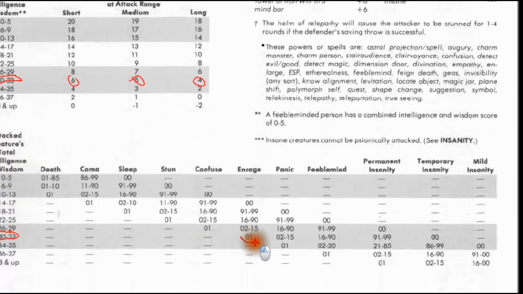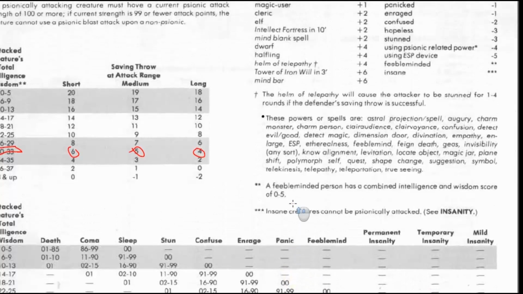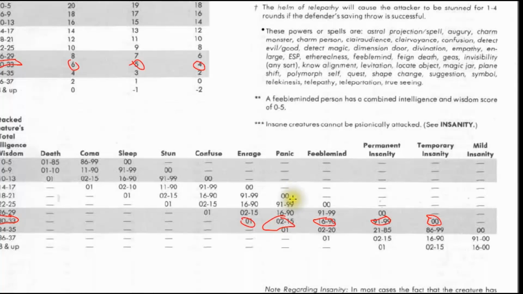On a roll of 1, he's enraged. On a roll of 2 to 15, he panics. On a roll of 16 to 90, he's feeble-minded. You can develop permanent insanity, and they can do temporary insanity. Right. So boom, that's the psychic strike, the psionic blast against a non-psionic creature.